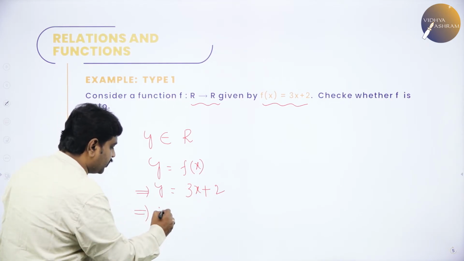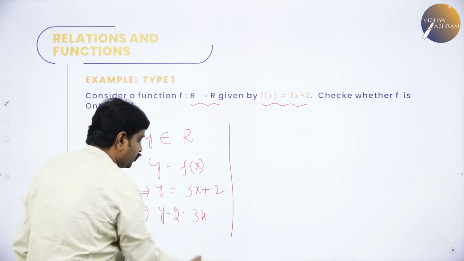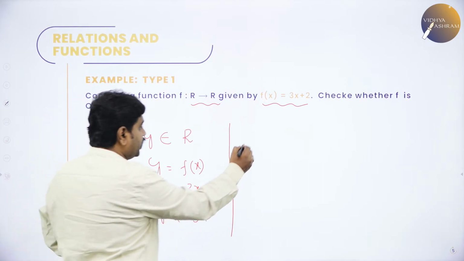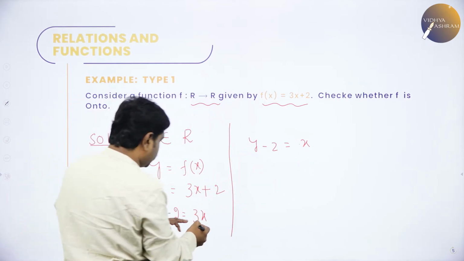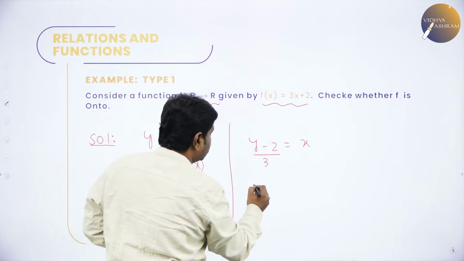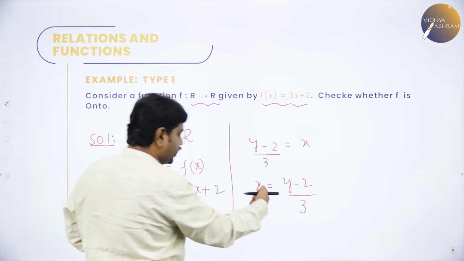So if 2 comes to this side, y minus 2 is equal to 3x. Further solve for x. So y minus 2 is equal to 3 into x. The 3 comes to this side, and what happens? It becomes divided by 3. So you got x as y minus 2 divided by 3. This is your x value.